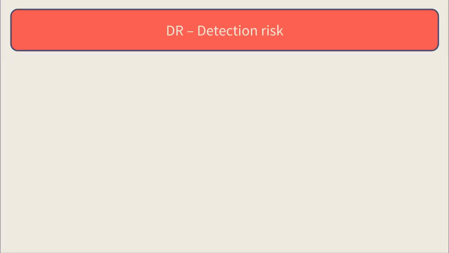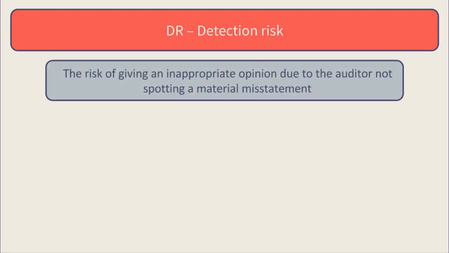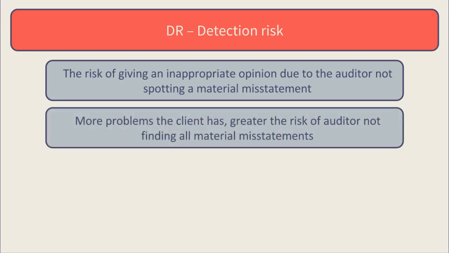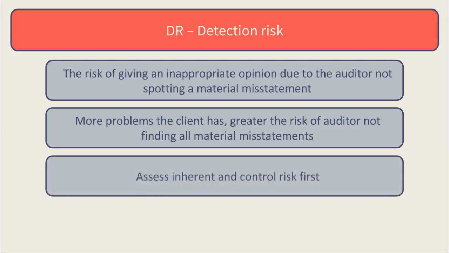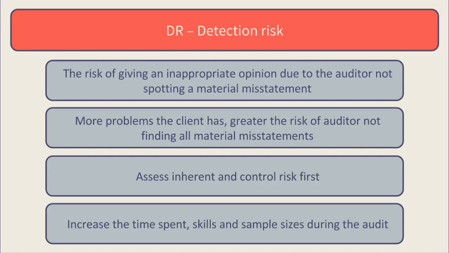DR is detection risk. Detection risk is the risk of giving an inappropriate opinion due to the auditor not spotting a material misstatement. The more problems a client has, the greater the risk of the auditor not finding all material misstatements. The key is to assess inherent and control risk first. If it is a high-risk client, then detection risk must be low. The only way to reduce detection risk is to increase the time spent, the skills and sample sizes during the audit.